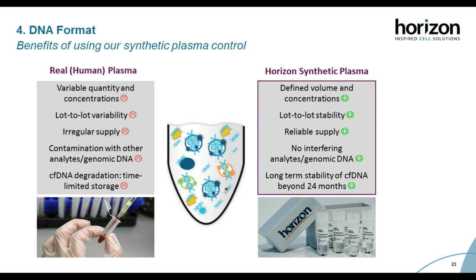As a solution to these problems, we have found a synthetic plasma to be used as a matrix for our cell-free DNA reference standards. The advantages of this matrix are that we have defined volume and concentrations, controlled lot-to-lot stability, a reliable supply, no interfering analytes or genomic DNA, and long-term stability of cell-free DNA beyond 24 months, which is very important for reference standards as they may be getting used over long time periods across multiple labs in controlled studies.